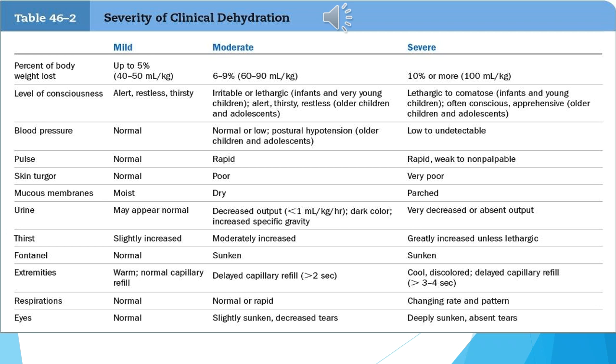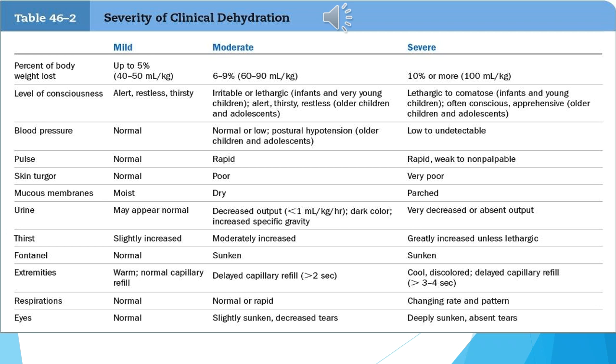3 types of dehydration occur in children. You have isotonic dehydration, hypotonic dehydration, and hypertonic dehydration. The first 2 are commonly caused by diarrhea and vomiting. It's important to recognize the clinical signs of dehydration so that you can intervene appropriately. It also helps to determine if hospitalization is required or can the parents manage this at home.